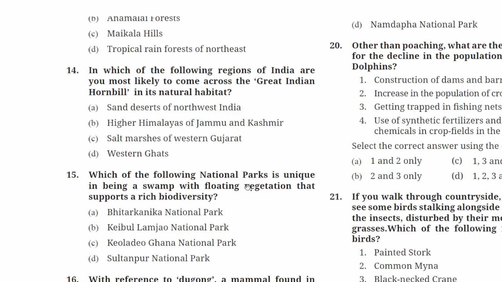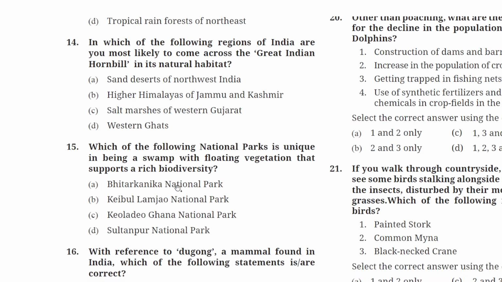Which of the following national parks is unique in being a swamp with floating vegetation that supports a rich biodiversity? Okay, so national parks are always important. Rich biodiversity, floating vegetation, swamp. Okay, so answer is Keibul Lamjao National Park. The Keibul Lamjao National Park is a national park in the Bishnupur district of the state of Manipur. Keibul Lamjao National Park is the world's only floating national park. That is also a very important statement.